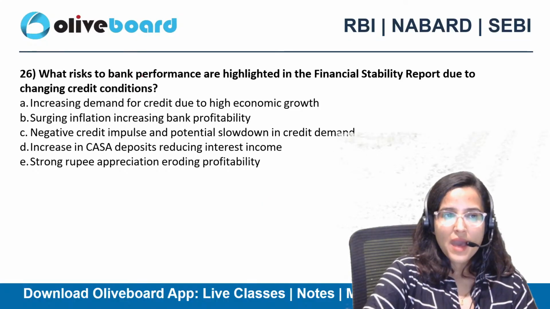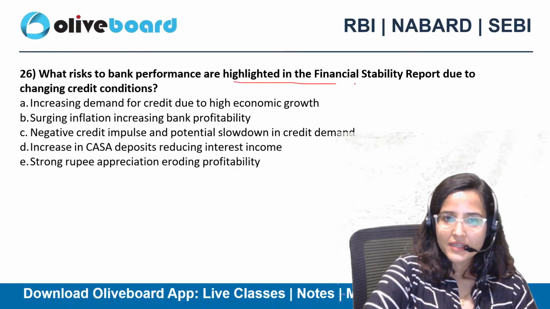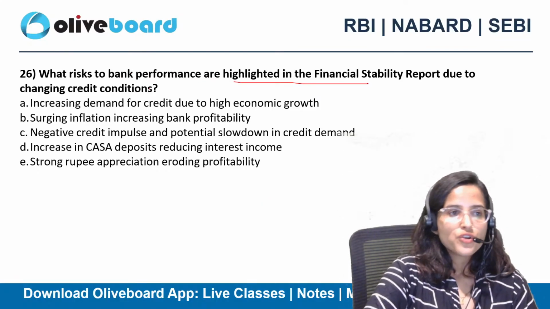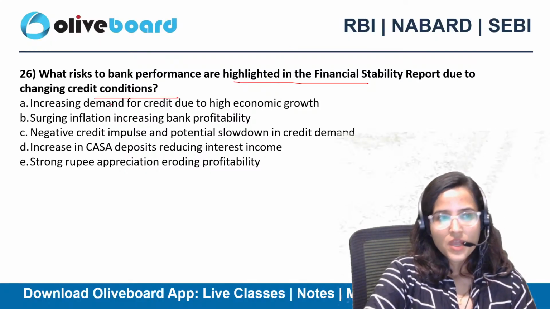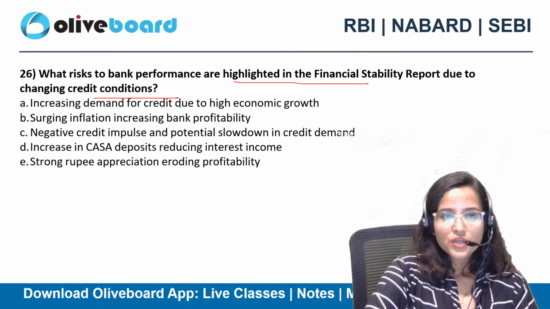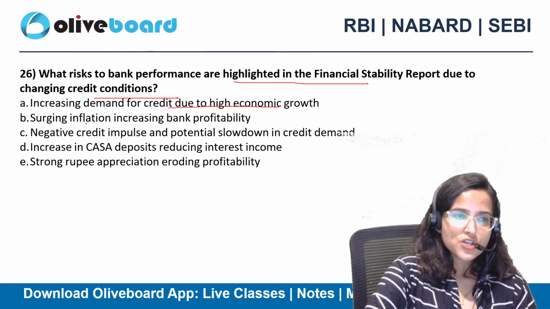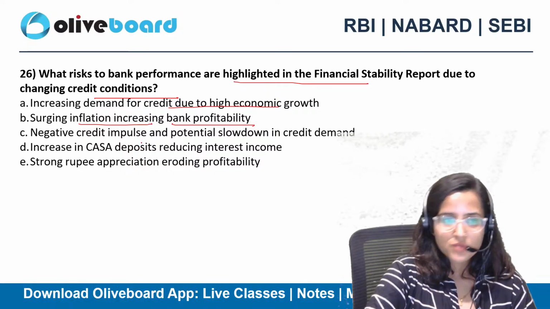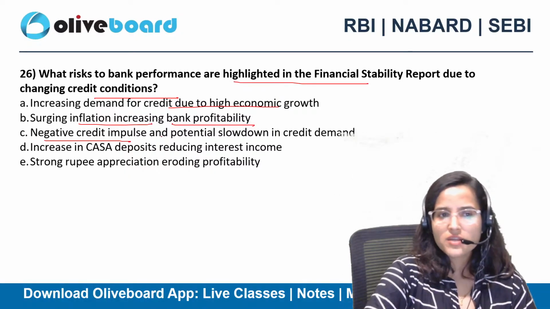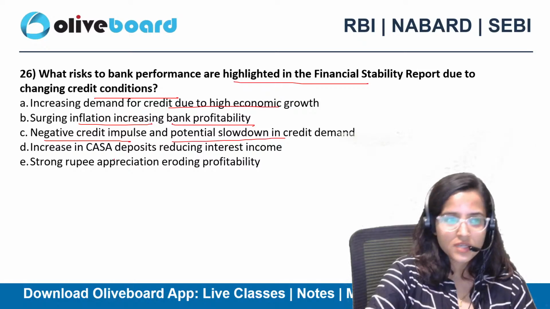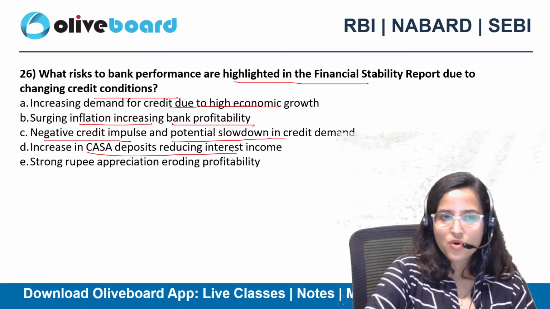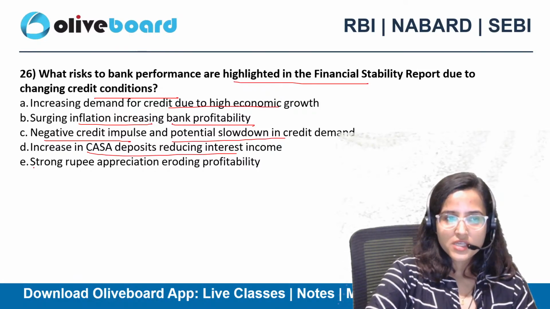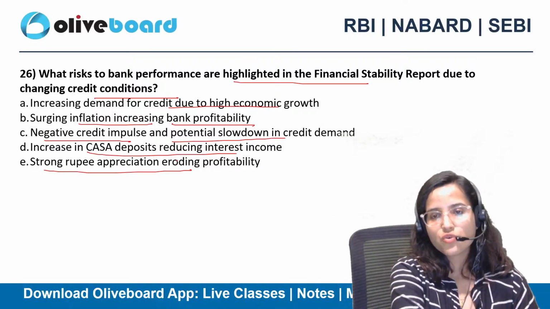What risks to bank performance are highlighted in the Financial Stability Report due to changing credit conditions? Increasing demand for credit due to high economic growth, surging inflation increasing bank profitability, negative credit impulse and potential slowdown in credit demand, increase in CASA deposits reducing interest income, or strong rupee appreciation eroding profitability.